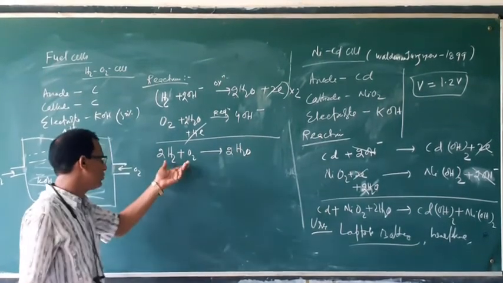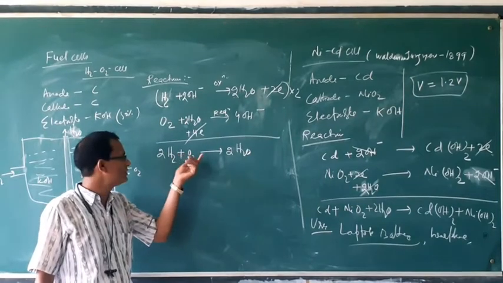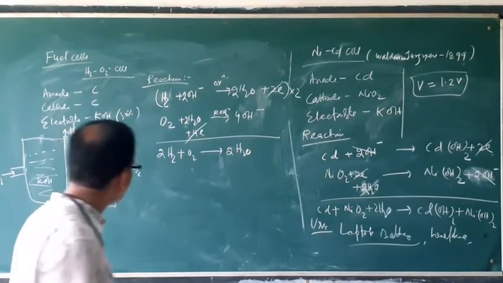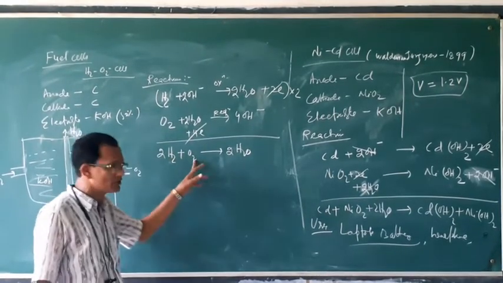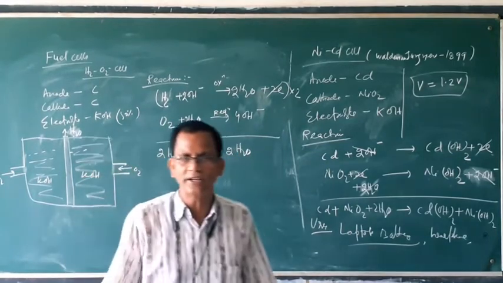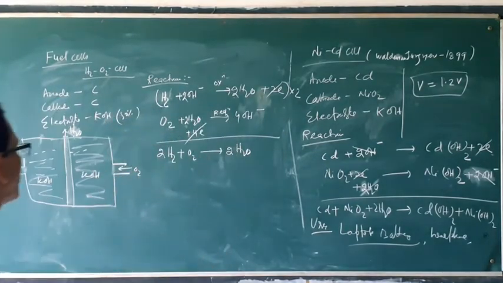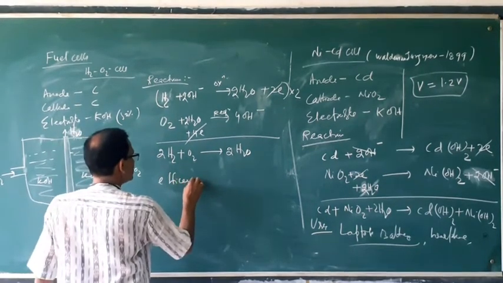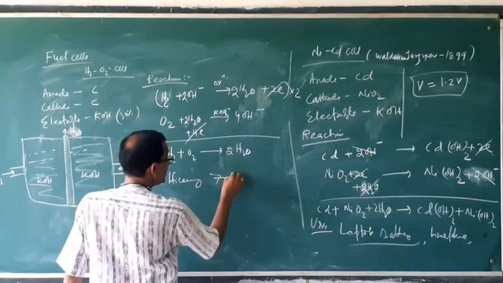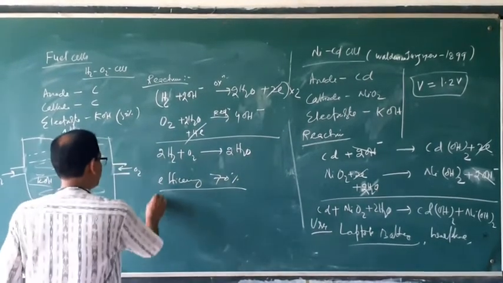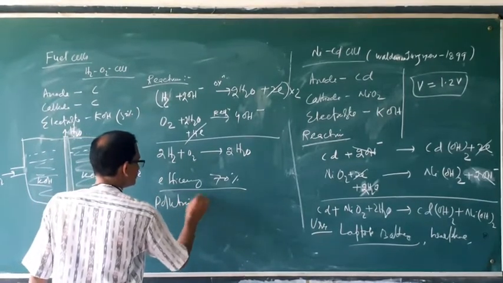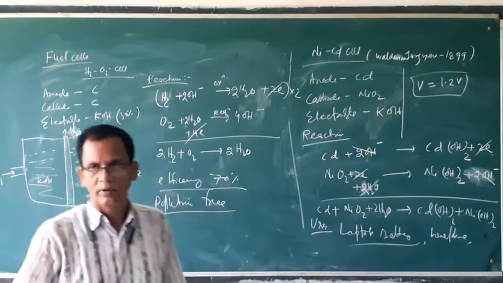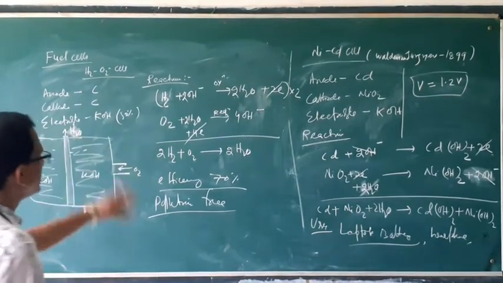Hydrogen undergoes combustion with oxygen, producing water. So that is what is called a fuel cell. That means indirectly hydrogen is burning in the presence of oxygen, forming water and producing electricity. That is what is called a fuel cell. Its efficiency is 70%, and it is pollution free, because only water is produced.